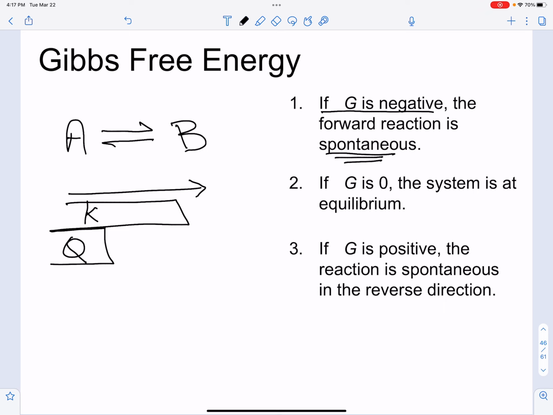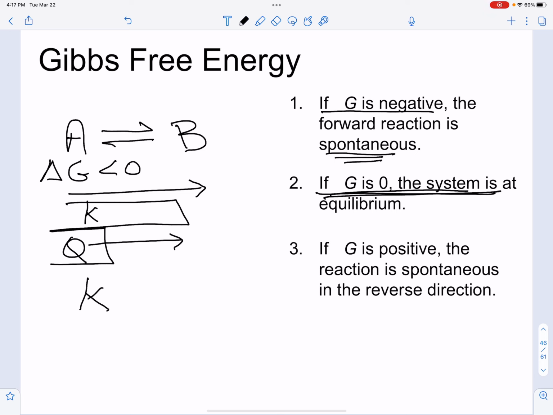So if the equilibrium is out of synchronization, favoring the products, then it's gonna tend toward that. That would be when delta G is less than 0. If it happens to be 0, that means that K equals Q. So it's already at equilibrium, so it's not going to tend toward the reactants or toward the products.